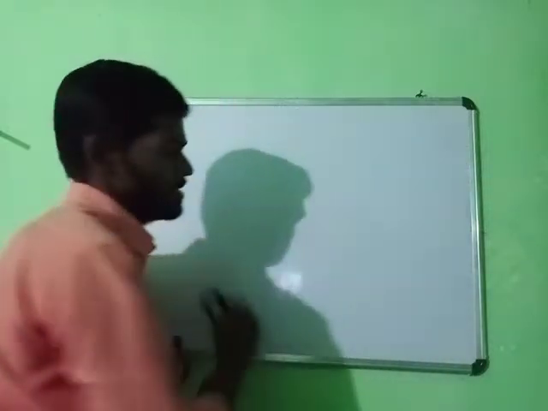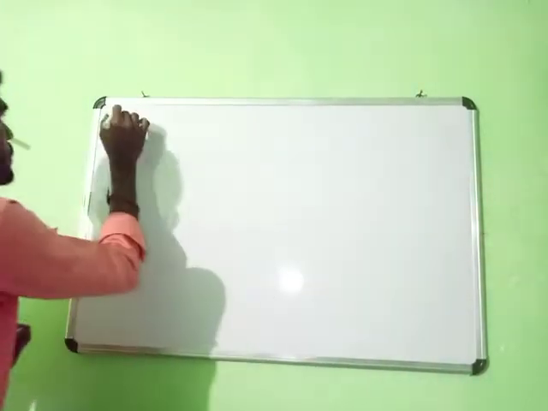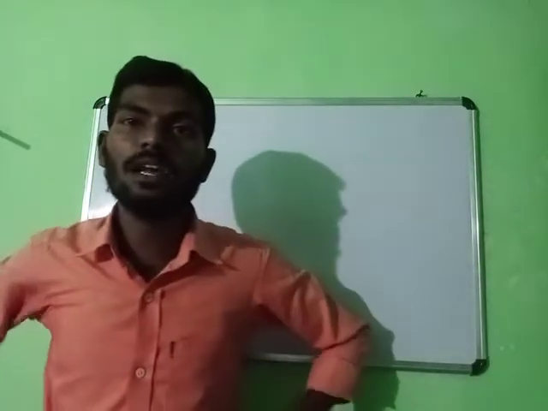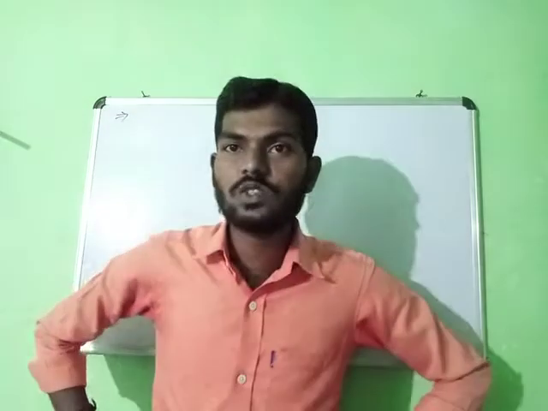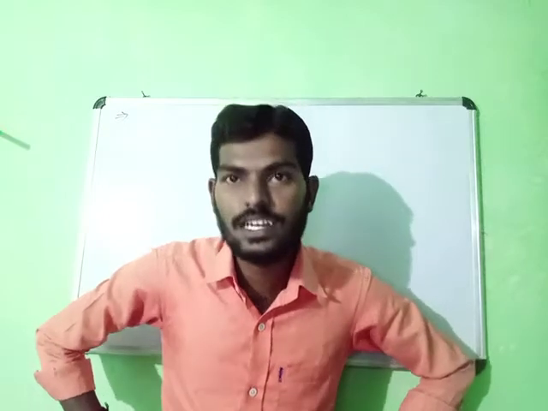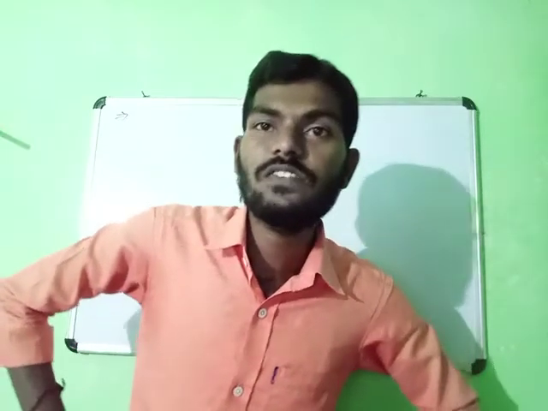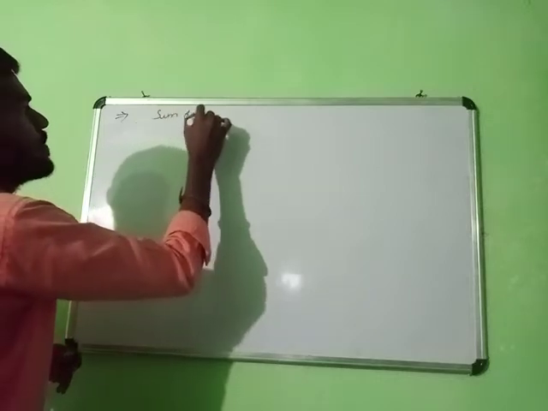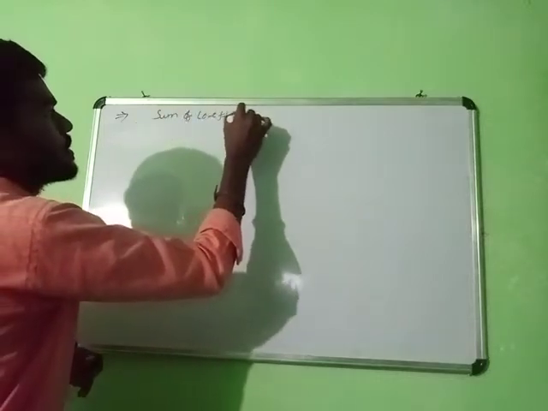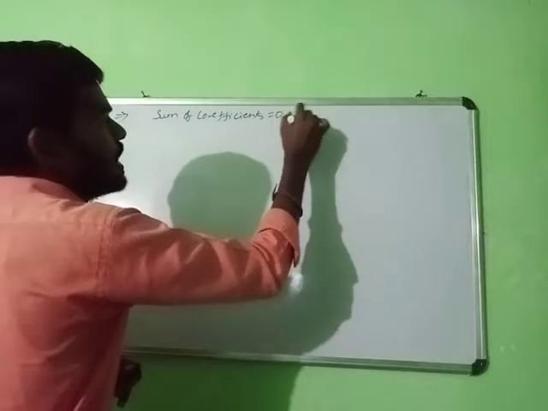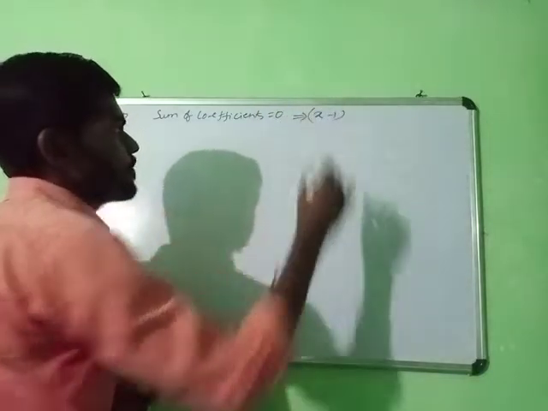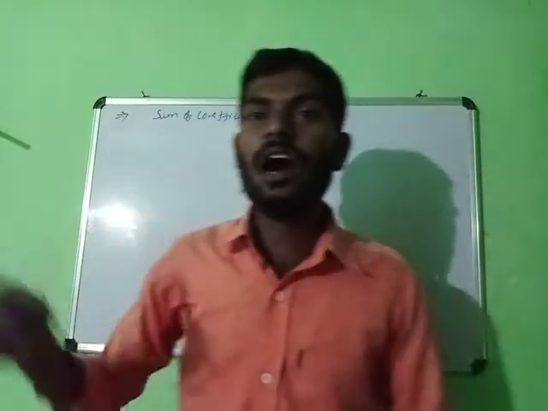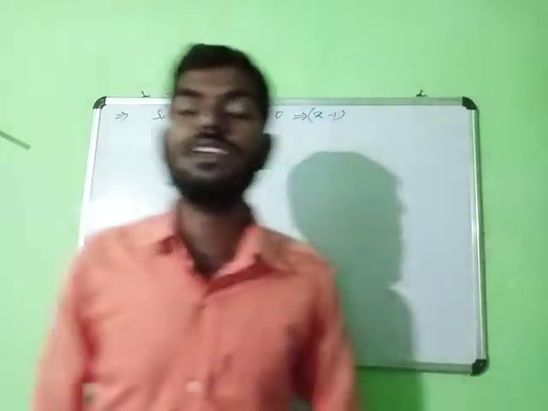First one. In any given polynomial, if the sum of all the coefficients is equal to 0, then x minus 1 is a factor. Sum of coefficients equal to 0, then x minus 1 is a factor. In any given polynomial, if the sum of all the coefficients is equal to 0, then x minus 1 is a factor.